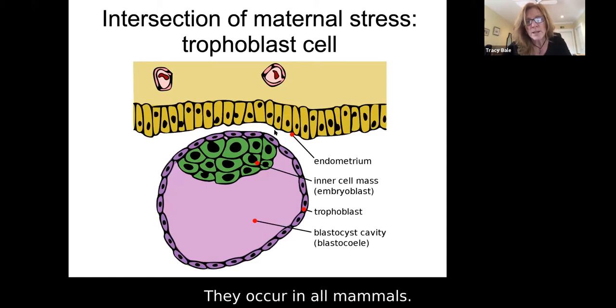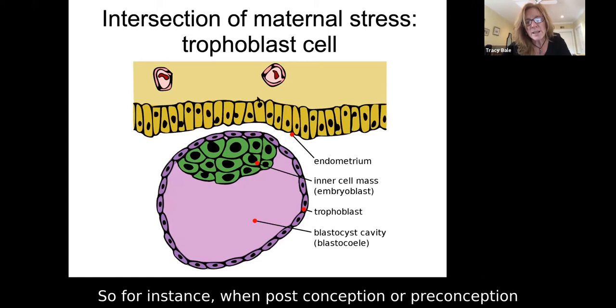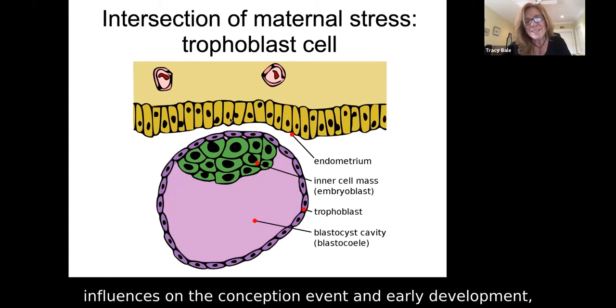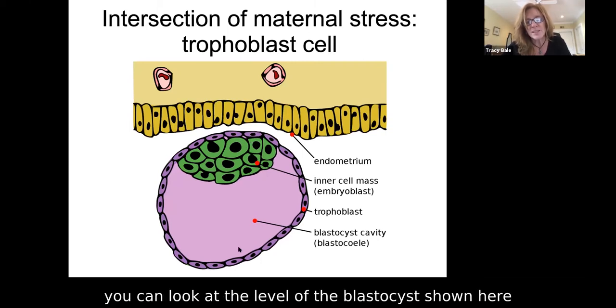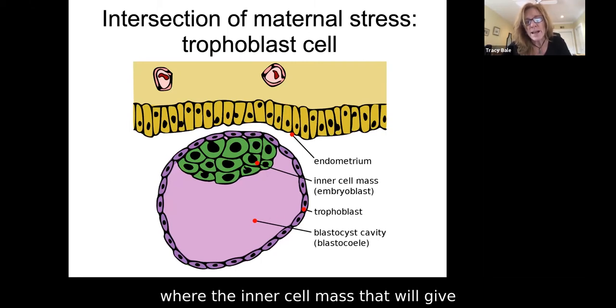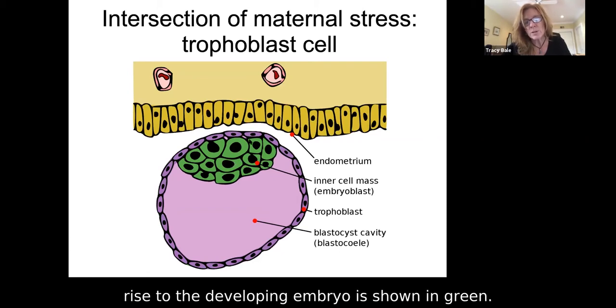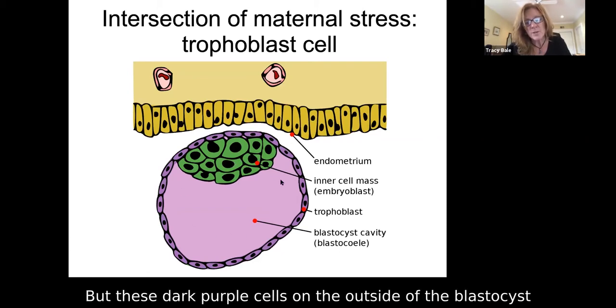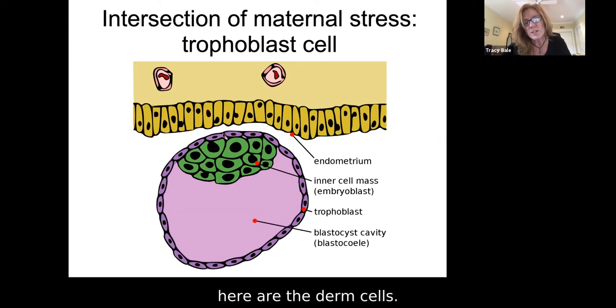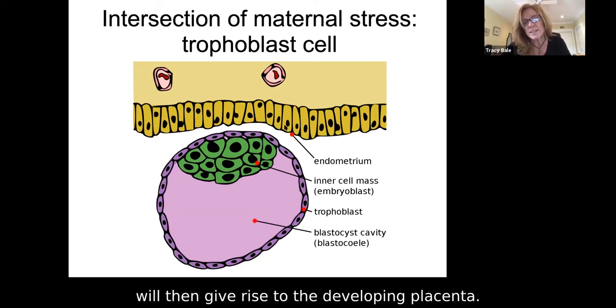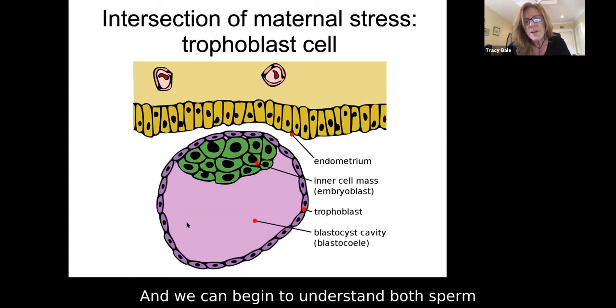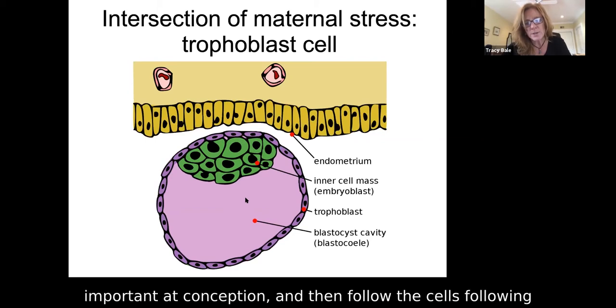they occur in all mammals. So for instance, when we consider post-conception or preconception influences on the conception event and early development, you can look at the level of the blastocyst shown here in purple, where the inner cell mass that will give rise to the developing embryo is shown in green, but these dark purple cells on the outside of the blastocyst here are the trophectoderm cells. And those cells, following implantation in the endometrium of mom's uterus, will then give rise to the developing placenta.